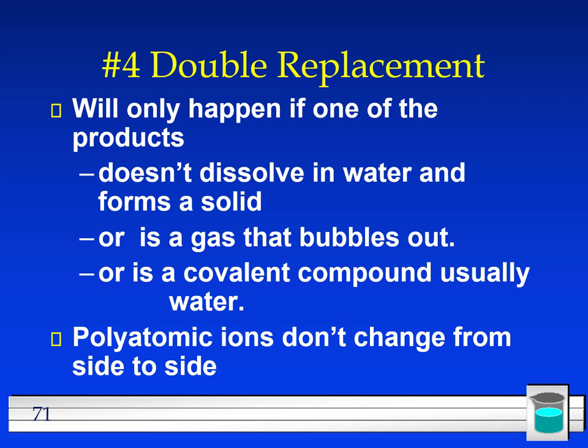With single replacement reactions, we could tell before we wrote anything whether they were going to happen. We just had to see where they were in the activity series. For double replacement reactions, you have to figure out what the products are going to be and see if one of these is true. Does it make something that doesn't dissolve in water and makes a solid? Does it make a gas that bubbles out, or does it make water? For us, the two we're going to run into are the first one and the last one.